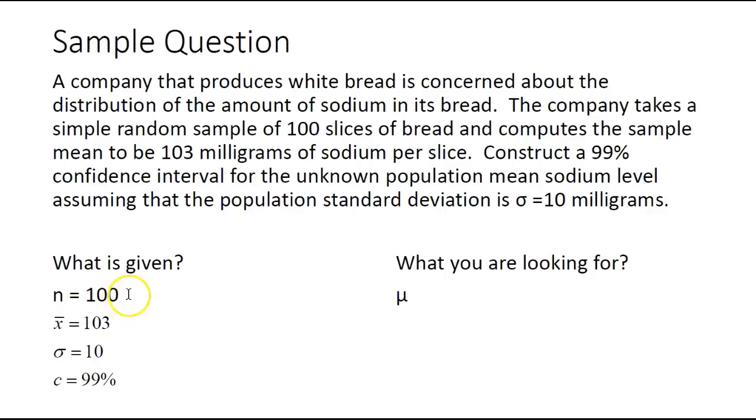So we were given a sample size of 100. Remember this symbol here means the sample mean of 103 milligrams. This here is the symbol for population standard deviation, which was 10 milligrams. And this C is a new notation, but it's going to represent the confidence level. In this case, it would be 99%. That's given in the problem. What we're looking for, if you remember this symbol, is the population mean.